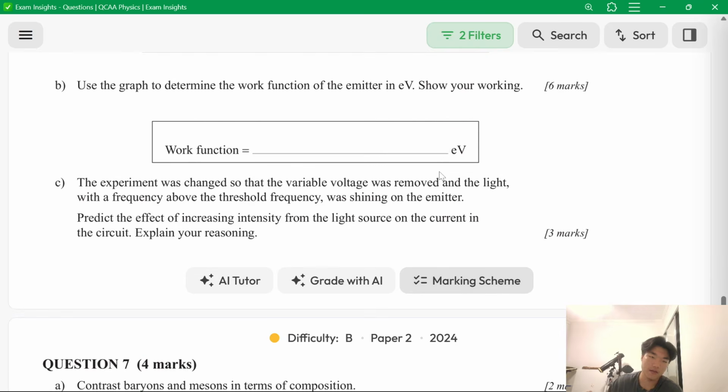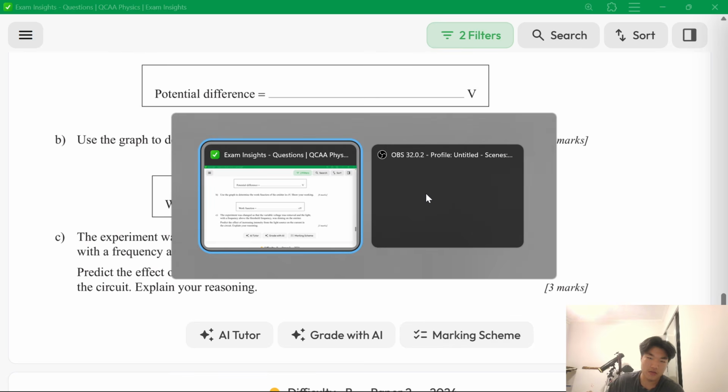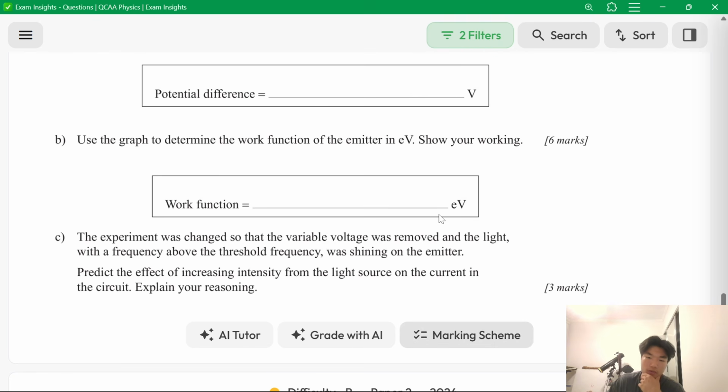Anyways, the experiment was changed so that variable voltage was removed and the light with a frequency above the threshold frequency was shining on the emitter. Predict the effect of increasing intensity from the light source on the current in the circuit. Explain your reasoning.